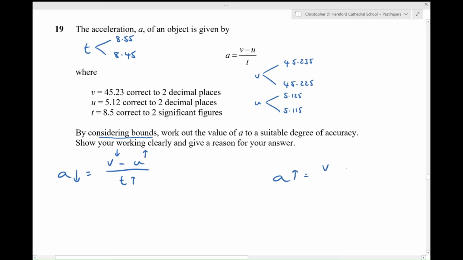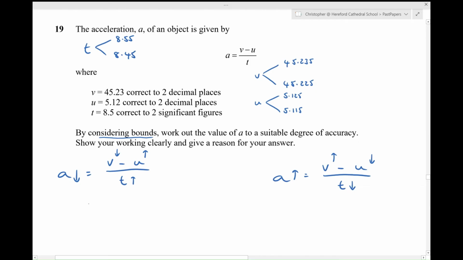In the same way, I'm now going to consider how I would find the highest possible value of a. Well, I'm going to want the highest numerator on this fraction, so I'll choose the highest v and the lowest u, so the difference between them is as large as possible. And then I'll divide by the smallest possible number, so my answer is as large as possible.